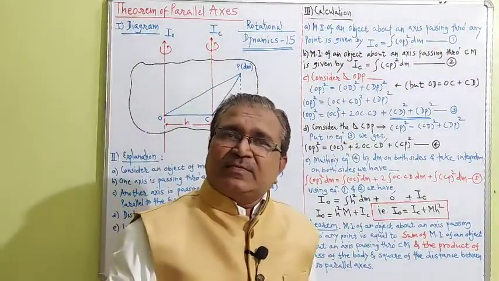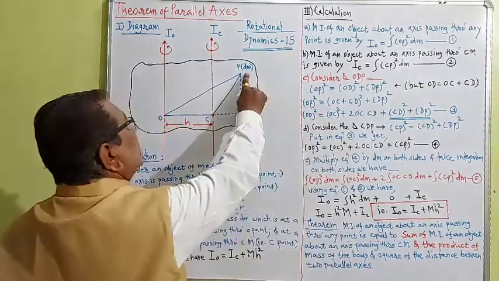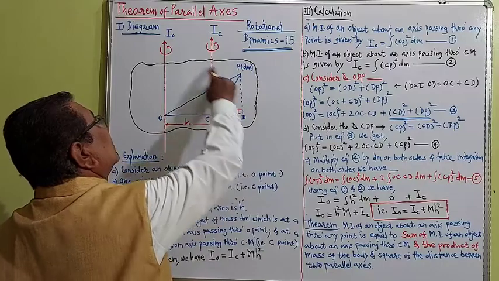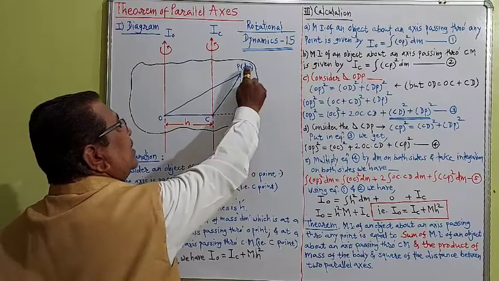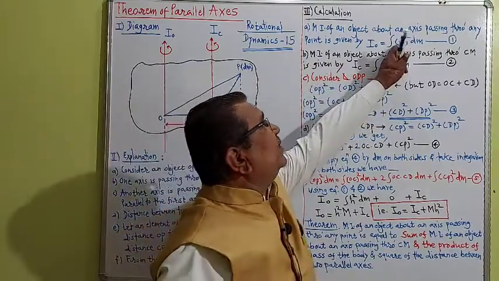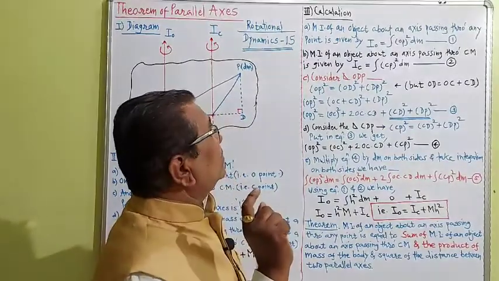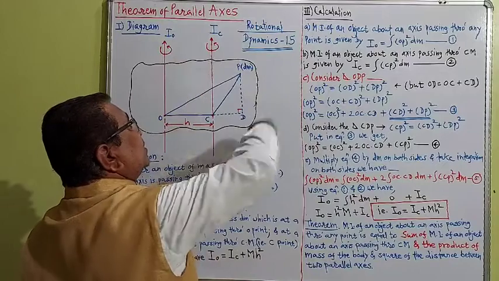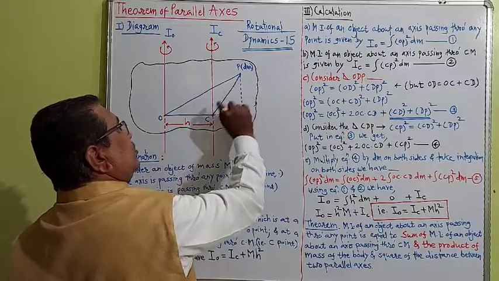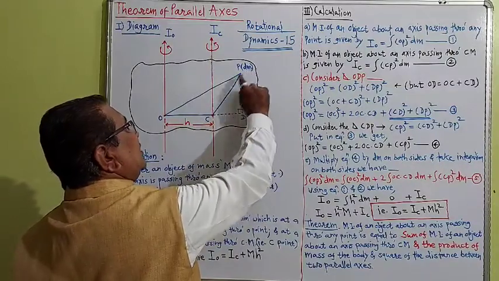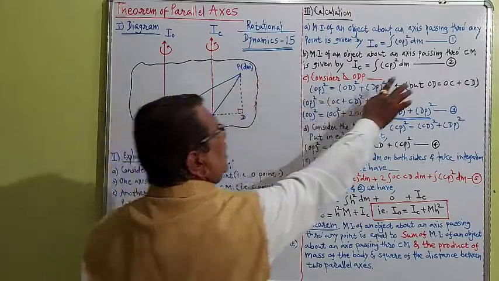Have you understood this? IO is equal to distance square. This dm is at a distance OP from this axis. So take distance square, OP square into dm, by making use of the definition of moment of inertia. Very simple. Then next, the moment of inertia of an object about an axis passing through the center of mass, which is equal to integration of CP square into dm, as this dm is at a distance CP.